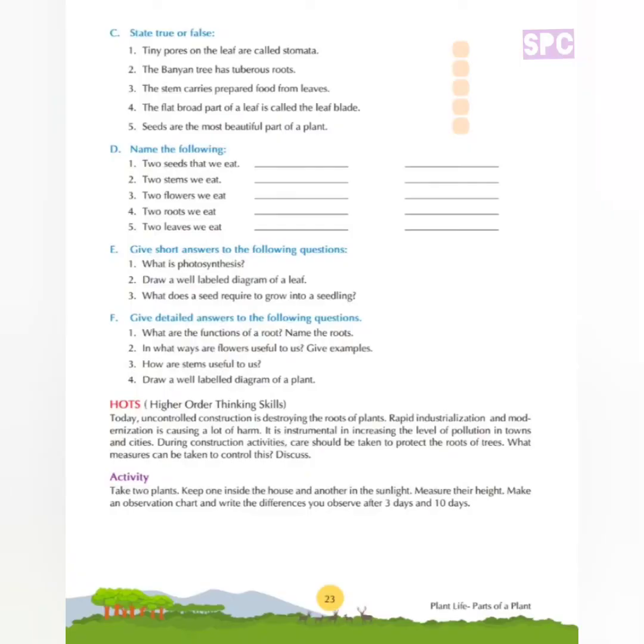Let's move on to question number C. State true or false. First question. Tiny pores on the leaves are called stomata. It is true. Second, the banyan tree has tuberous roots. This is a false statement. The banyan tree has aerial roots. Third question. The stem carries prepared food from leaves. This is true. Fourth, the flat broad part of a leaf is called the leaf blade. This is also true. The flat broad part of the leaf is called as the leaf blade or lamina.